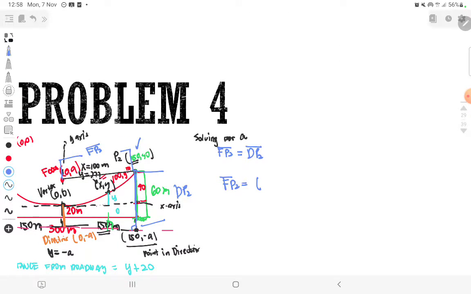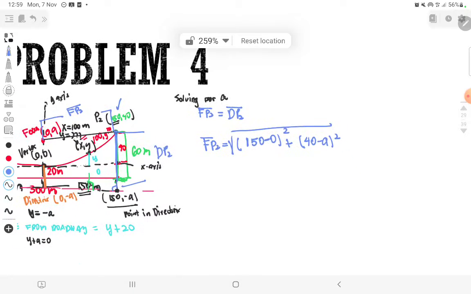So my focus to my point 2 is simply equal to the square root of 150 minus 0 squared plus 40 minus a squared. By further simplification of the equation, I will have the square root of 150 squared plus 40 minus a squared.